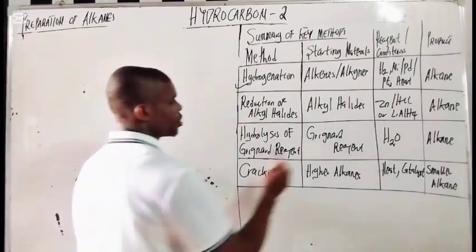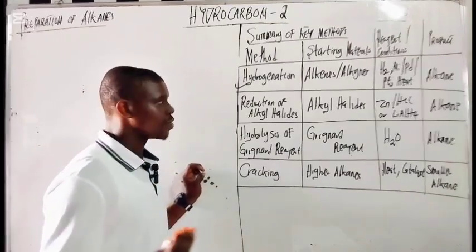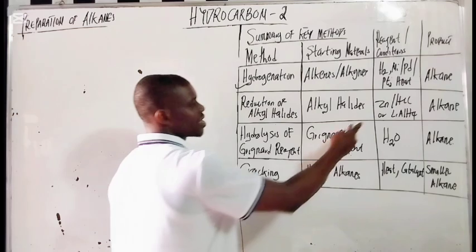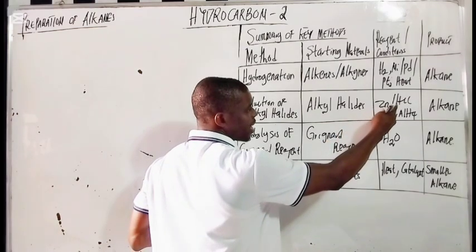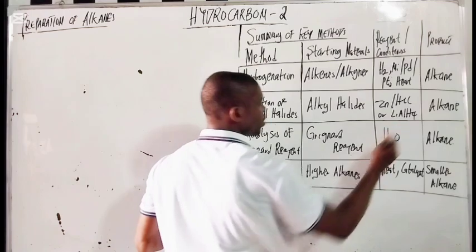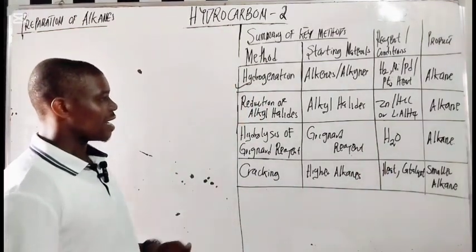So the starting material is called the alkyl halide, which I'm going to explain to you in a few seconds. Then the reagent and the condition is what? It can either be zinc with hydrochloric acid, or lithium aluminum hydride. The product is the alkane. It's very easy here. So look at alkyl halides.